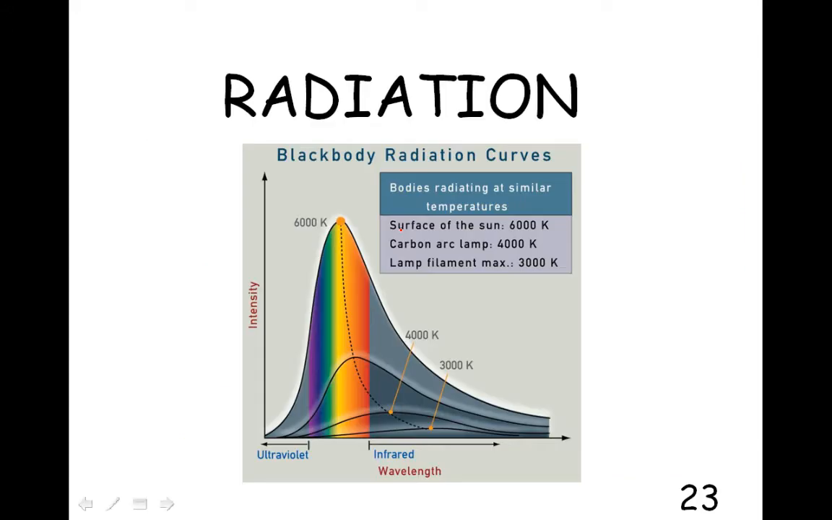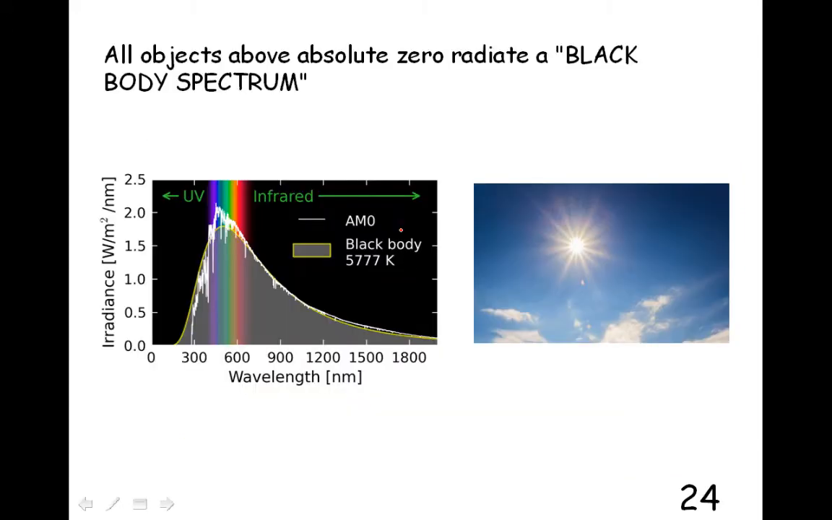Let's look at radiation. All objects above absolute zero, and you know what that is from earlier in the course, radiate a black body spectrum. Perhaps the most familiar black body radiator is the sun. We all are heated by the sun, and this is the spectrum coming off of the sun, and here is the visible part of the spectrum of wavelengths. Well, you can see where it is.